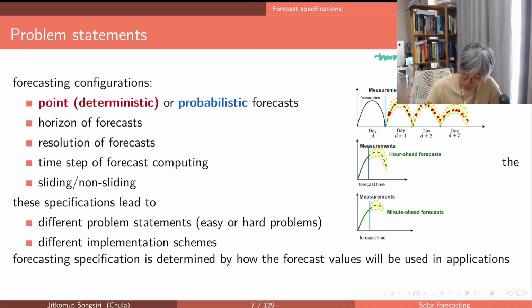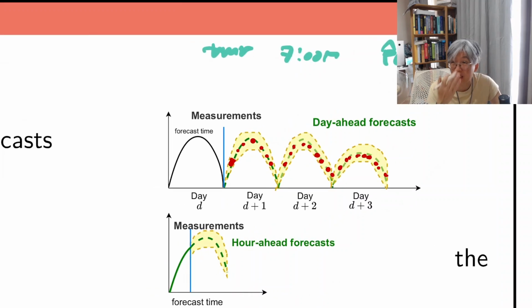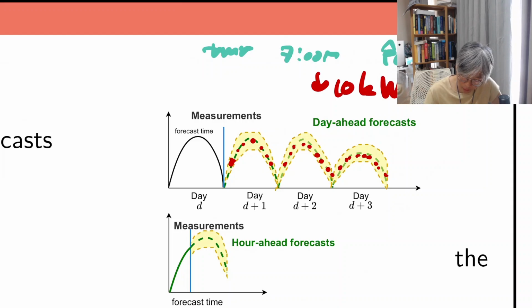A point forecast doesn't mean that tomorrow at 7 a.m., if I predict that it's going to be, let's say, 10 kilowatt, the real or actual value of solar power will be 10 kilowatt, but you hope that your point forecast is going to be close to this value.